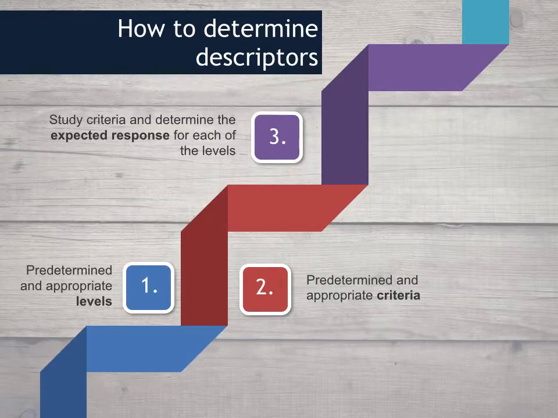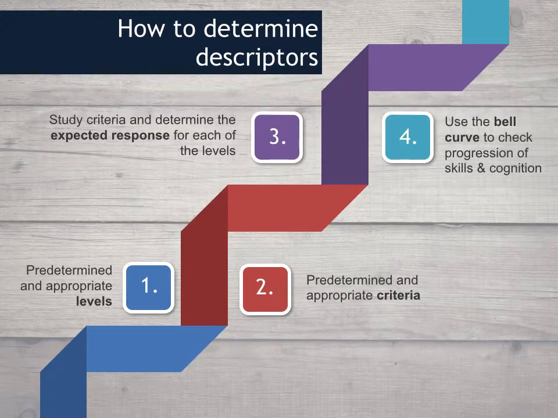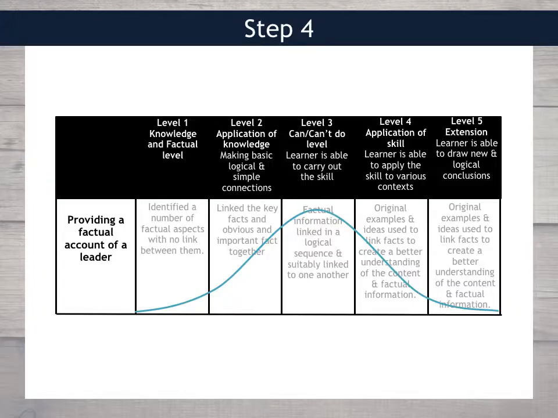Right, step 4. And this is really important. We spoke about the bell curve in the previous video when we were looking at the levels. Here we need to use the bell curve to check for progression of skills and cognition. So we've got to ask ourselves, look at the rubric and look at our descriptors. You can see with that bell curve, most of the learners should achieve level 3. Less of them level 4 and 5, and less level 1 and 2. If your bell curve sits where the majority of the learners are sitting on level 4 or 5, there is something wrong with your rubric.